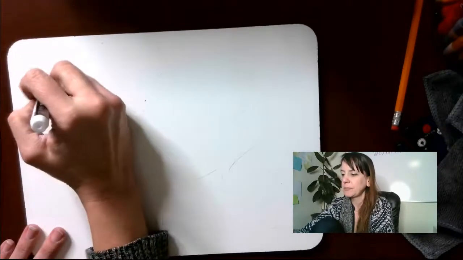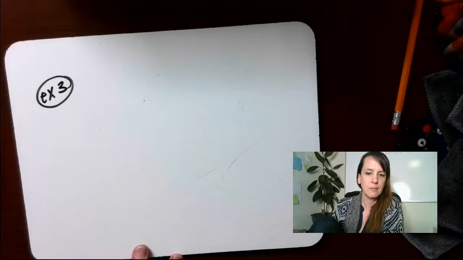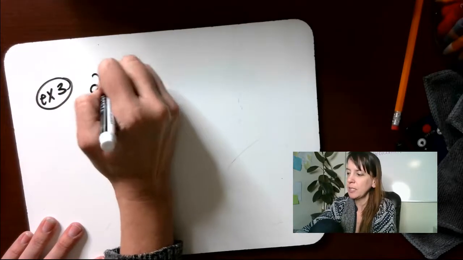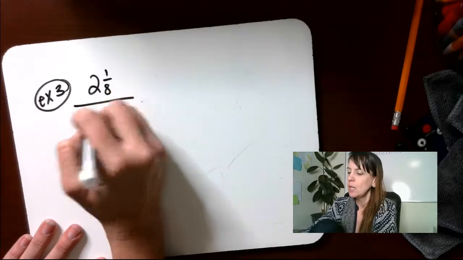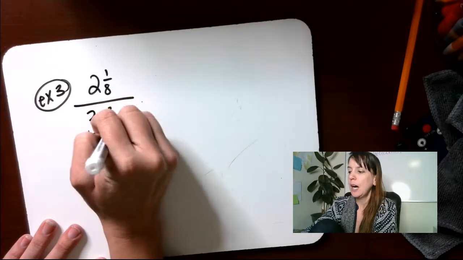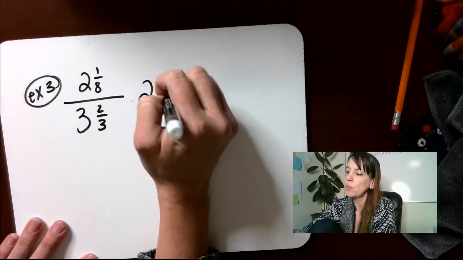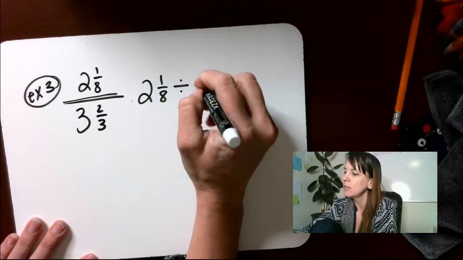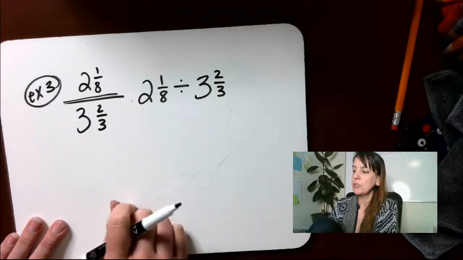Okay, so example number 3 is dividing mixed numbers. Okay, so this is how it's written in the book. When you copy down the problem, because of course you are copying down the problem, you don't have to copy it exactly like this. What you can copy is 2 1/8 divided by 3 2/3, because this fraction bar just means divided by, right? All right, so let's convert these.